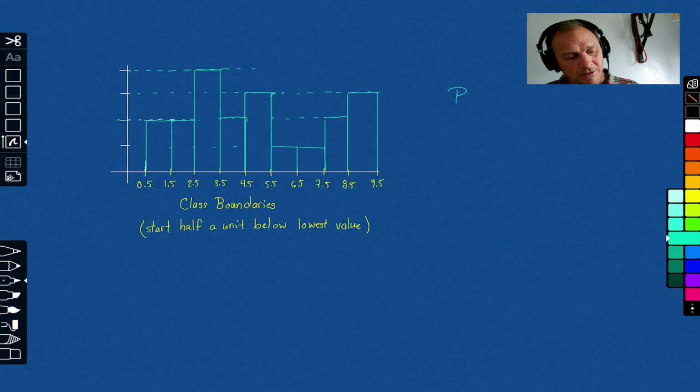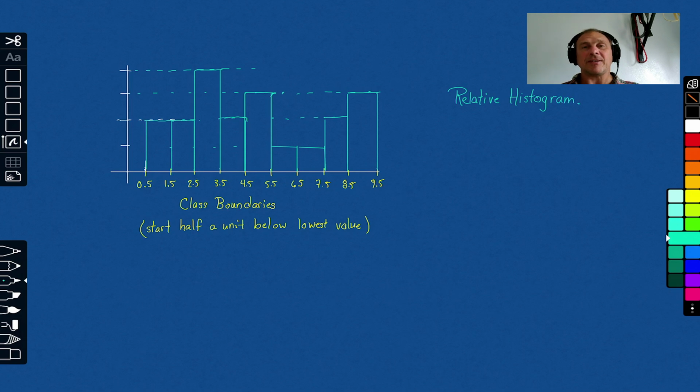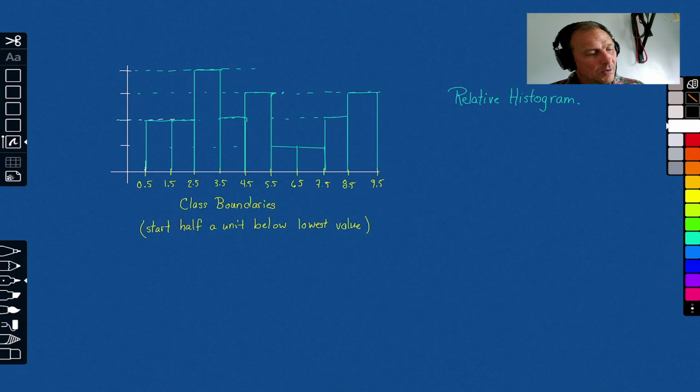Now we're going to make a relative histogram. In this case, we're just going to put the proportion of the data, or in other words, the relative frequency, over here on the vertical axis. Relative frequency. And remember, we already did these calculations in our earlier video when we made our relative frequency distribution. The numbers here are the same.